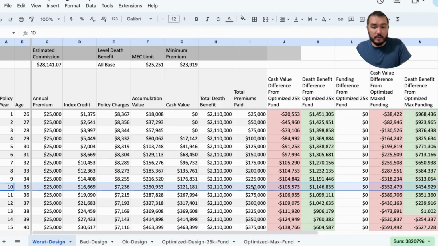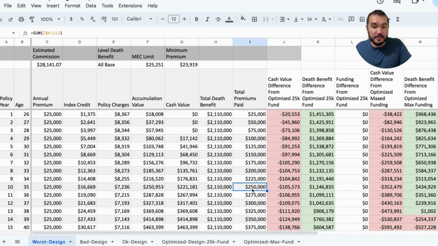In looking at year 10, we'll have put in $250,000 in premiums. We will have cash value still not breaking even in year 10. So we've put in 250,000, we've got 221,000 in cash value. Yes, the accumulation value is 250. So the crediting is based off of the 250, but that's not fantastic. That's not what I want to see.